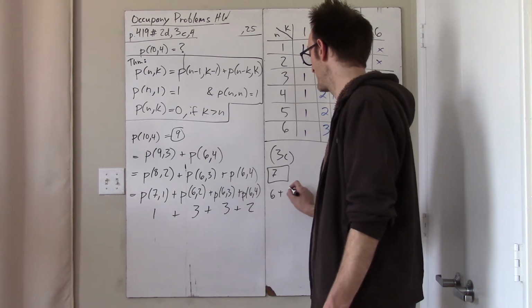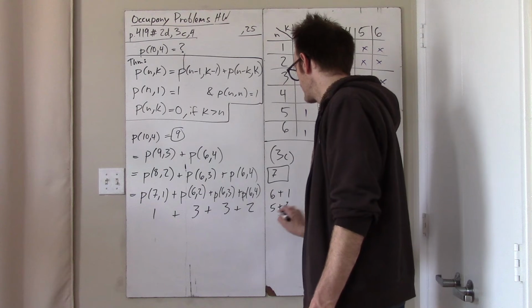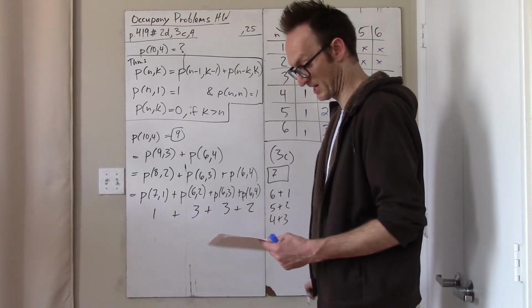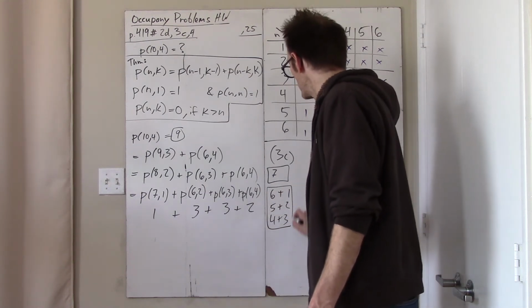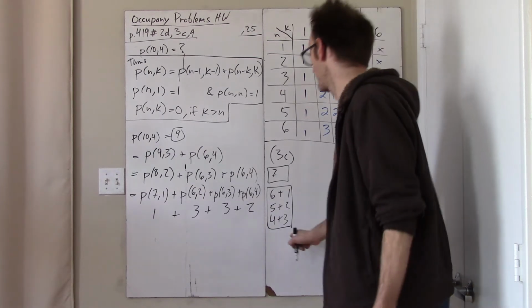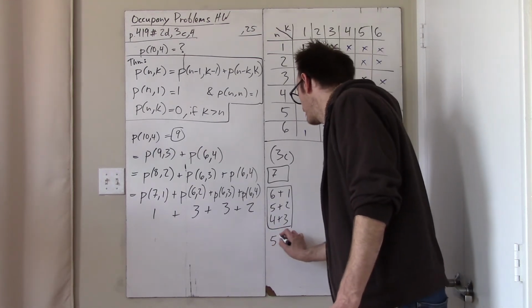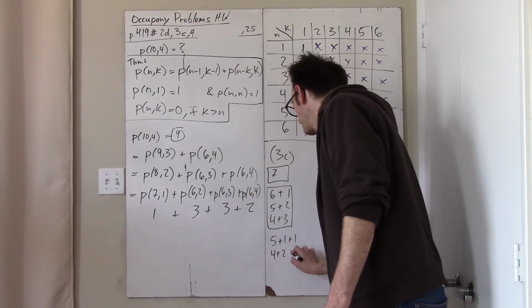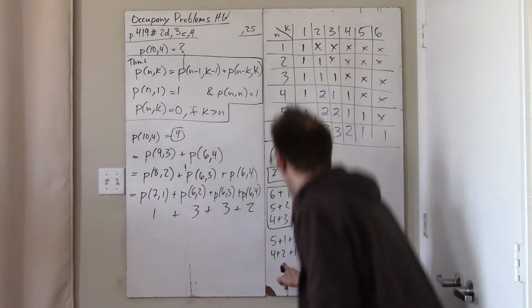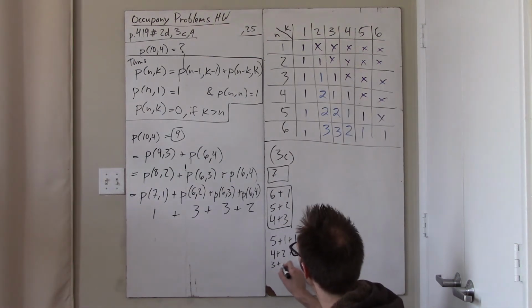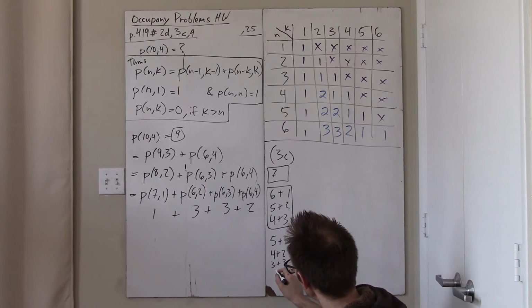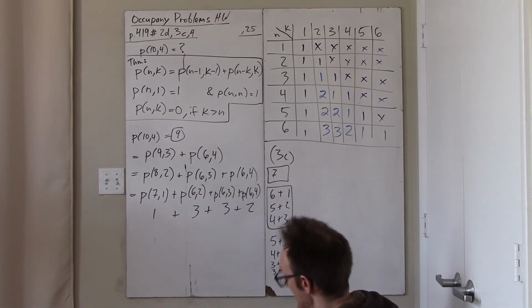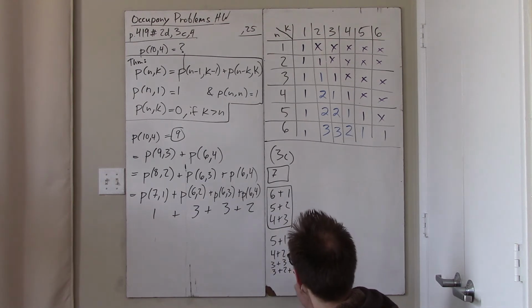How about if we're going to do 2 piles? Well, 6 plus 1, 5 plus 2, 4 plus 3, and that's it. How about if we're going to do it in 3 piles? Well, now it could be 5 plus 1 plus 1, or 4 plus 2 plus 1, or 3 plus 3 plus 1, or 3 plus 2 plus 2, and I guess that's it. Yep, it is.